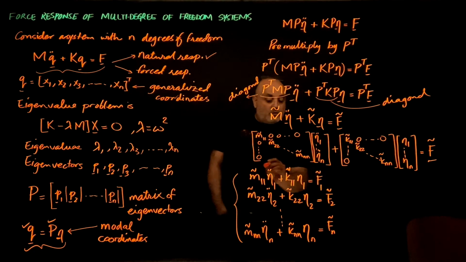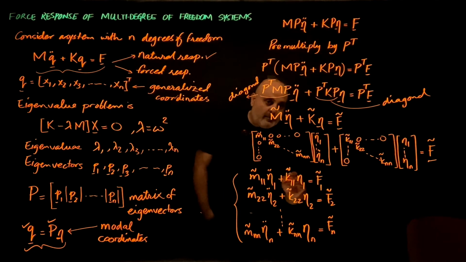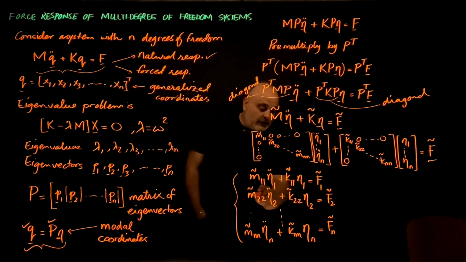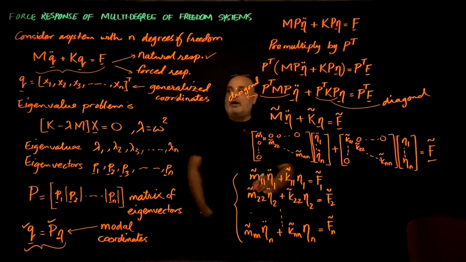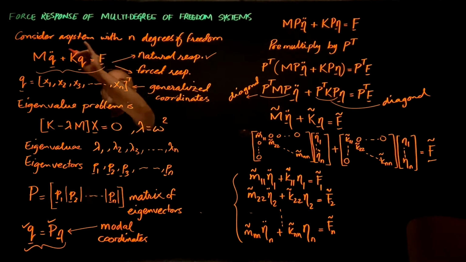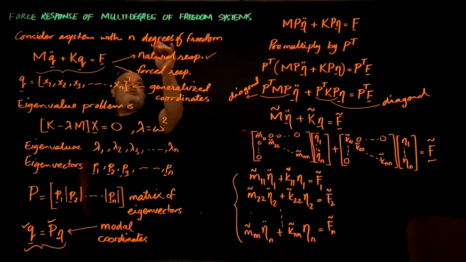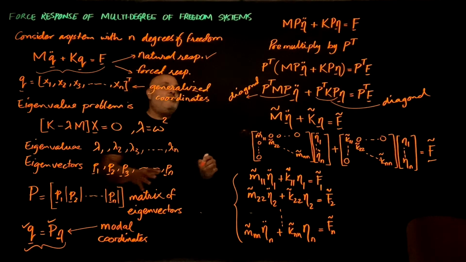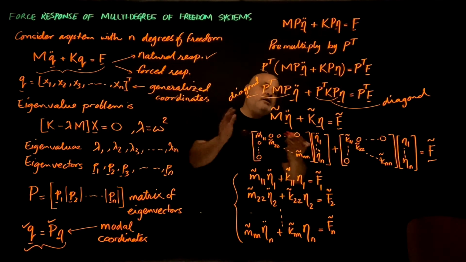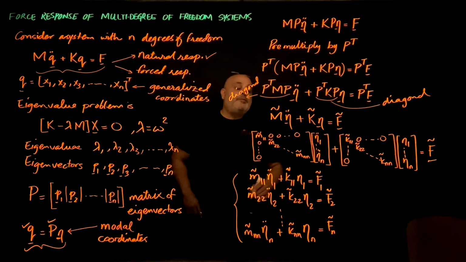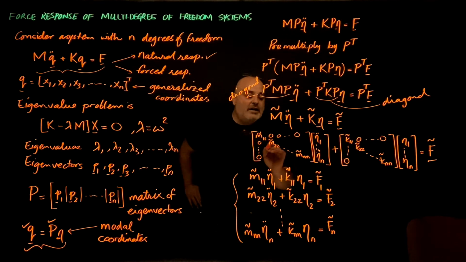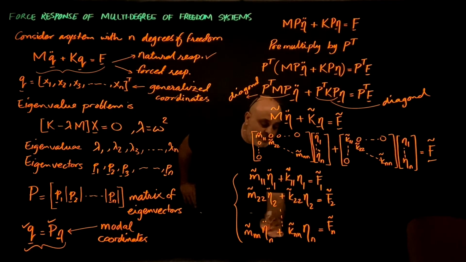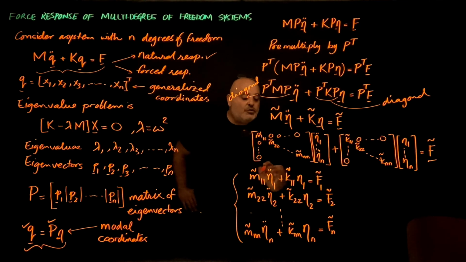I can solve equation 1 separately because there's only one variable in equation 1, and I can solve equation 2 because there's only eta 2 in equation 2. So now, instead of solving a coupled system of n degrees of freedom together, I will solve n single degree of freedom systems separately. And that's why each one of these coordinates, the etas, will have a frequency.